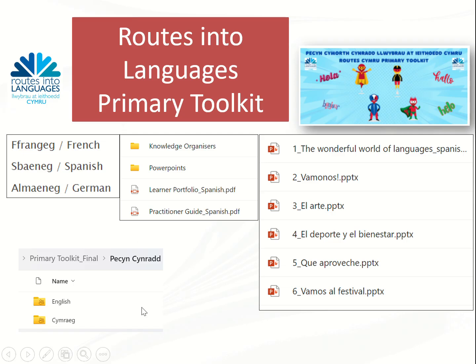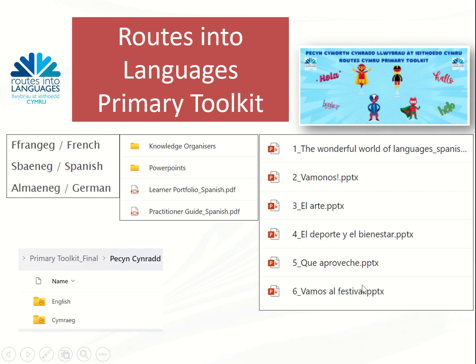The toolkit is fully bilingual, and within the Microsoft Teams I'm talking about, there's an English section and a Cymraeg section. So depending on which school you're in, you can go into either folder, and it's all been created for either French, Spanish or German. And each of these toolkits then has knowledge organisers, which I'll show you in a moment, and PowerPoint lessons for you to follow with your pupils. There's also a learner portfolio you could print out that the pupils could use, and a very big practitioner guide which shows you how to use it. But really, you could just jump straight in and use the slides.